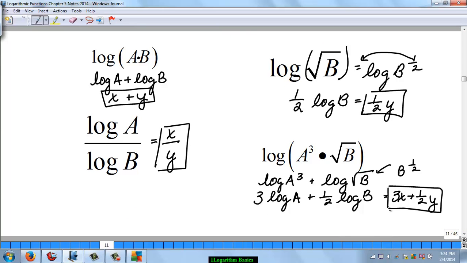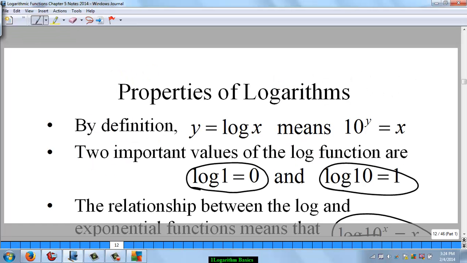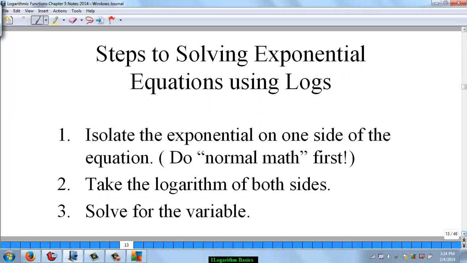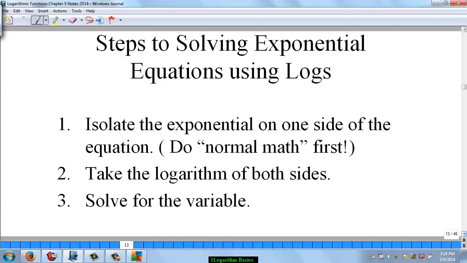So basically we're just playing around with the rules to make sure that you understand them. We've already done this slide. Now we're actually going to talk about solving equations, and this is what we spent a lot of time on in this course. And these are the rules I kind of follow, and we really do use natural logs more than anything. But first of all, isolate the exponential on one side of the equation.